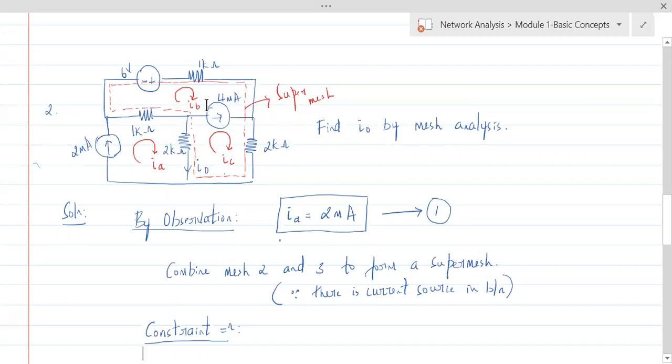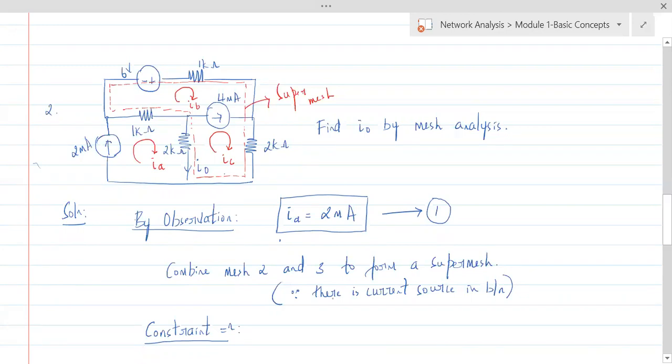So this 4 milliamperes would be equal to IC minus IB, but let's have this habit of writing the first current first. So among these two, which comes first? IB comes first, right? So instead of writing IC minus IB, let's write it as minus IB plus IC. Everybody's okay with that? So let's write the constraint equation.